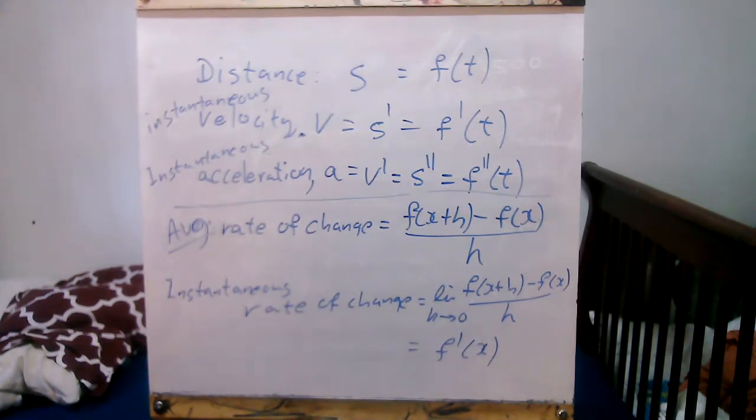This is example 4 from page 267. A ball is thrown vertically upward with an initial velocity of 64 feet per second from the top of a building. Assume the altitude of the ball is given by this equation. Determine the height at the end of 3 seconds. Determine the velocity at the end of 3 seconds.